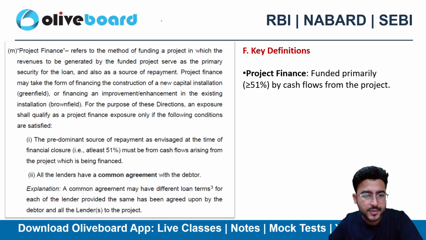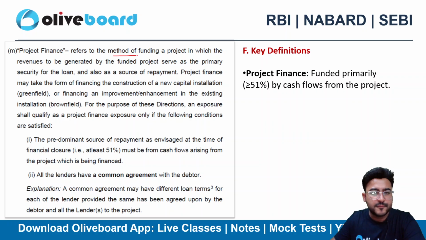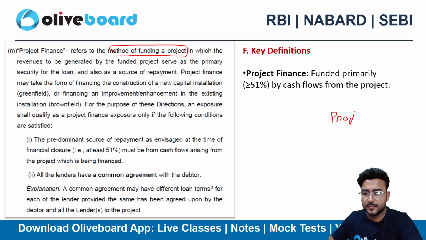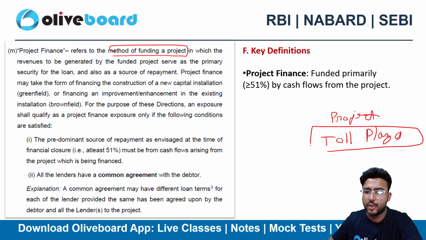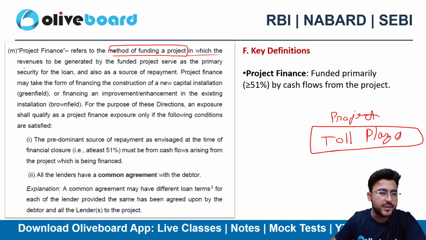Project finance refers to the method of funding a project. Let's suppose I do have a project, a toll plaza. Okay, so I'm building a toll plaza. Okay, multiple toll plazas, let's suppose. I'm building highways. So it refers to a method of funding a project in which the revenue to be generated by the funded project serves as the primary security of the loan and also as a source of repayment.